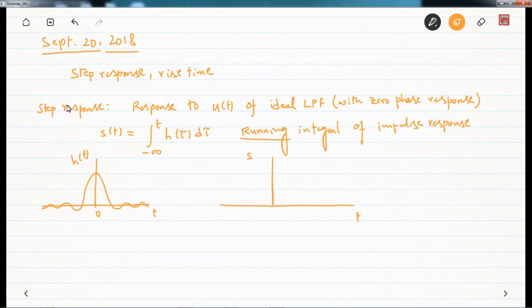So let's say this is s of t. What is s of t? S of t is the unit step response, and it is given by the running integral. Means if I am looking at the step response at this time, I have to integrate this waveform h of t only till this point. If I am looking at the step response at time t equal to 0, I have to integrate from minus infinity to 0.